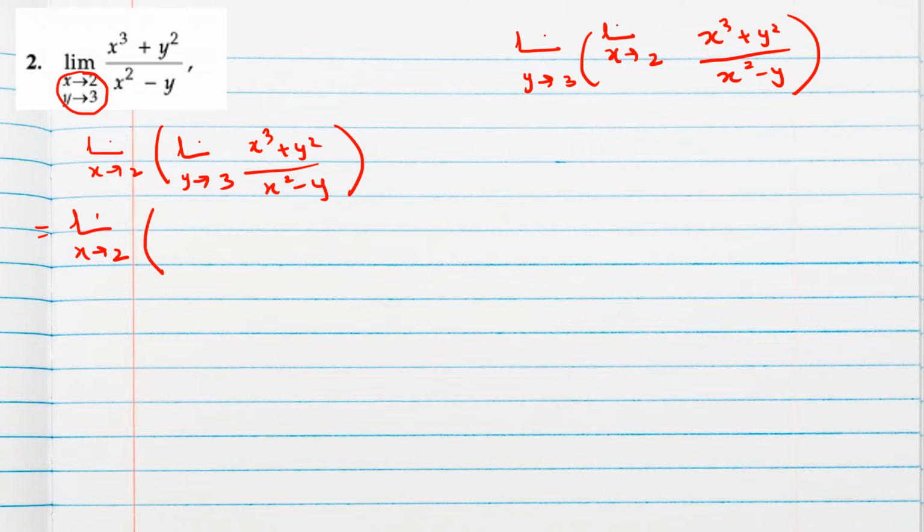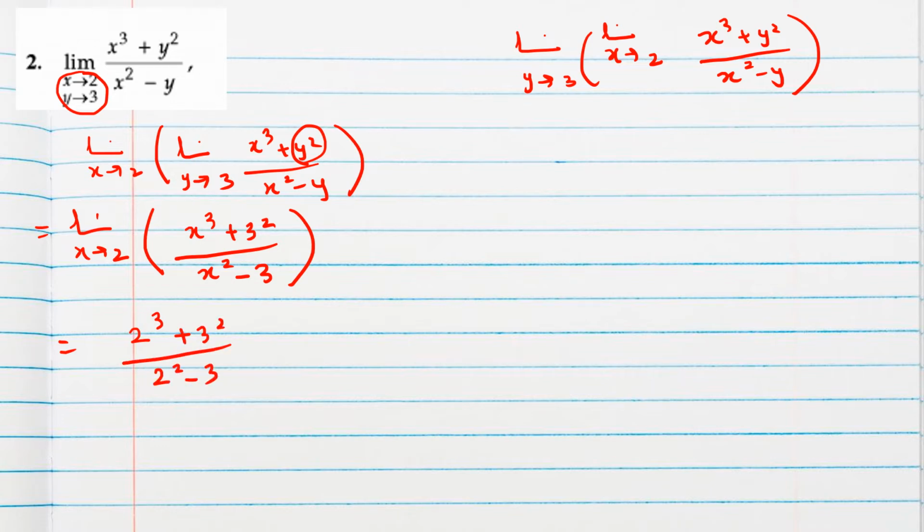Y tends to 3 and here y square is there, so 3 square. Then in this function only x is there in terms of x, so you put the x value. So 8 plus 9 and 4 minus 3, you will get 17.